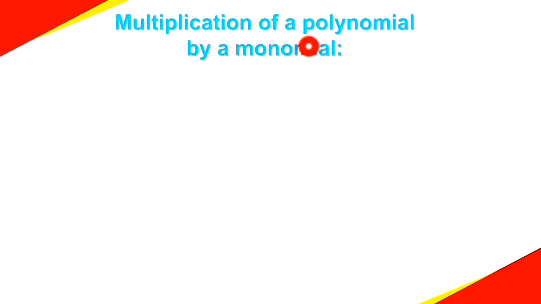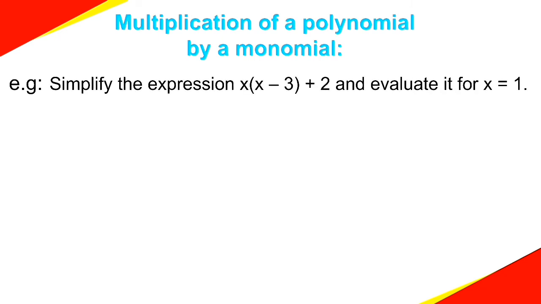Multiplication of a polynomial by a monomial. We are going to see some examples. Simplify the expression x(x - 3) + 2 and evaluate it for x = 1. Now we are going to solve x(x - 3) + 2.